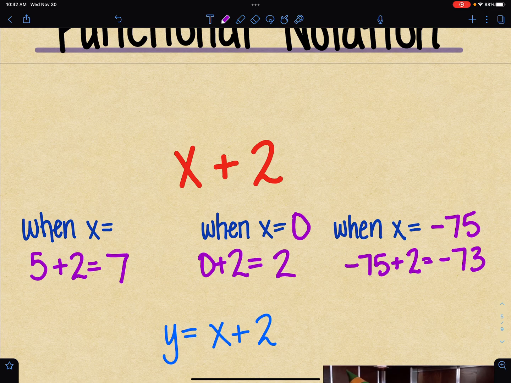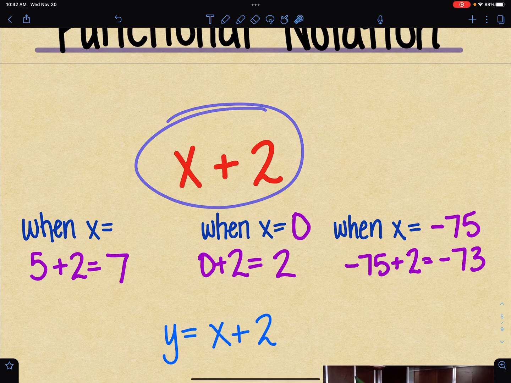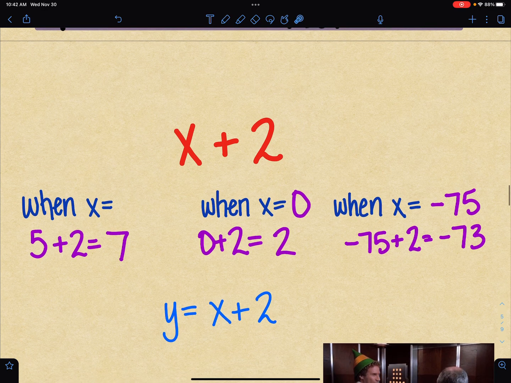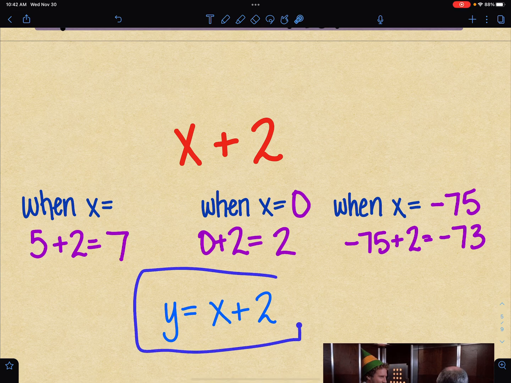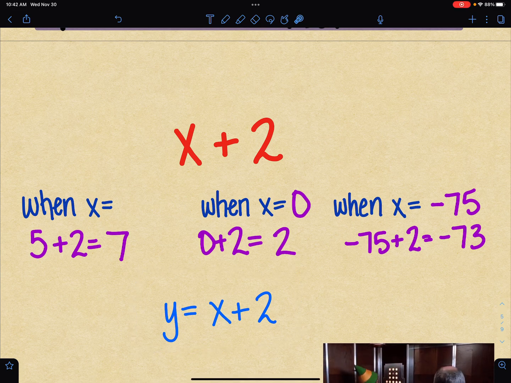Now, if there's an expression like this where there's only one variable, x, and there's only one answer or one value for anything that you plug in as x, you can say that this is a function of x. Since x plus 2 has only one answer, you can say that it's y, or y is equal to x plus 2.